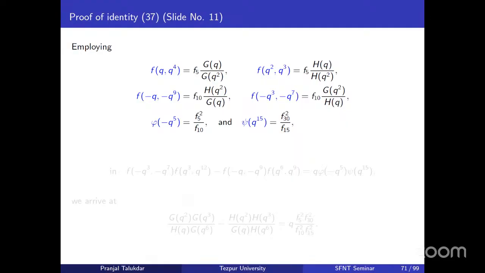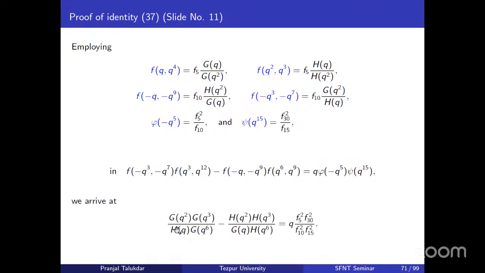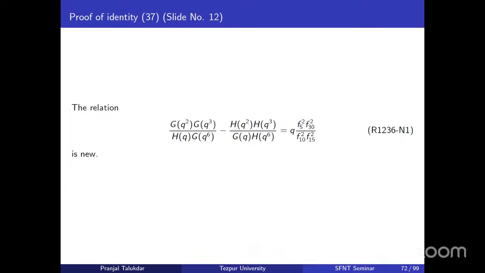Now we recall some relations of Ramanujan's general theta function and these Rogers-Ramanujan functions. These were actually proved in earlier papers. When we plug these values of zq and hq into this identity, it gives us this identity. So this is a new identity involving zq, zq2, zq3, zq6, and hq, hq2, hq3, hq6. So this is a new relation.